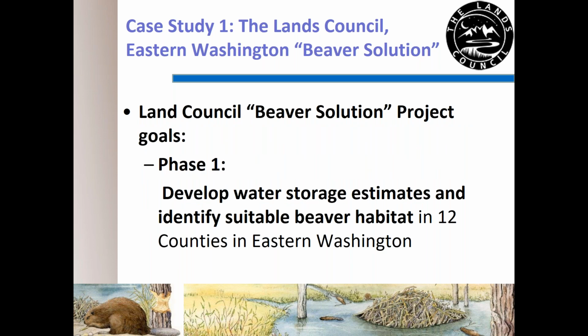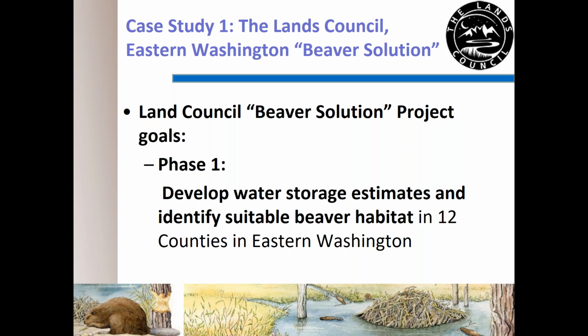To avoid the state from having to spend millions on engineered hard infrastructure solutions like dams and reservoirs, the Lands Council received funds to do a feasibility study looking into putting beavers to work to strengthen Eastern Washington's natural green infrastructure capacity to store water and restore watershed function.